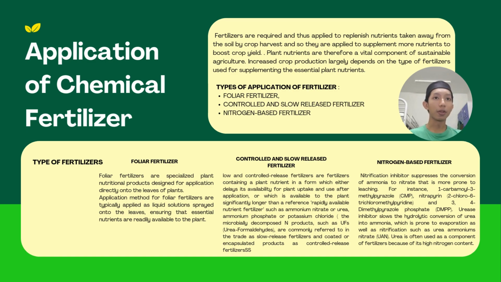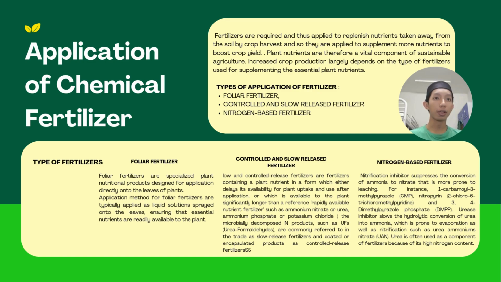So there are three types of application of fertilizer: first, foliar fertilizer; controlled and slow release fertilizer; and nitrogen based fertilizer. I will explain the definition of the three. Firstly, foliar fertilizer. Foliar fertilizers are specialized plant nutrient products designed for application directly onto the leaf of the plant. The application method for foliar fertilizer is typically a liquid solution sprayed onto the leaf, ensuring the essential nutrients are readily available to the plant.